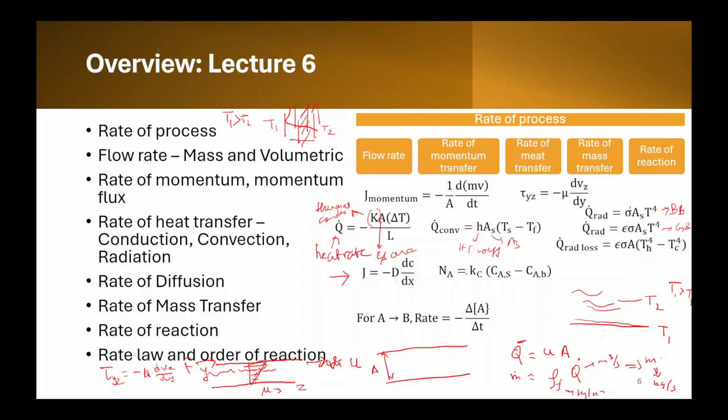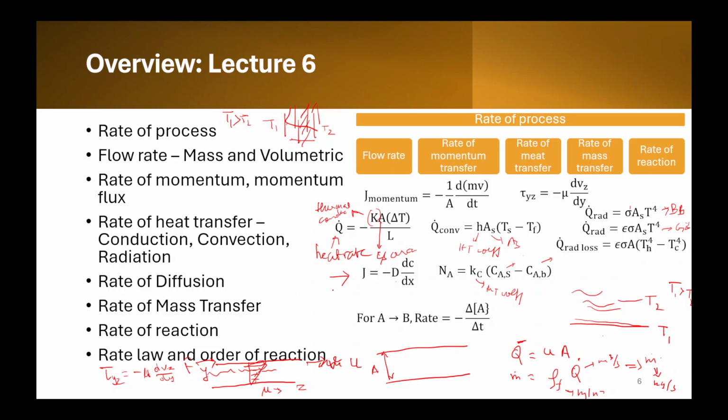And the rate of mass transfer. Now this is again the mass flux, but this may consider both the advective and the diffusive one. So this is the mass transfer coefficient here, and this may be the concentration at the surface or the interface, and this may be the concentration in the bulk. So this accounts for that.